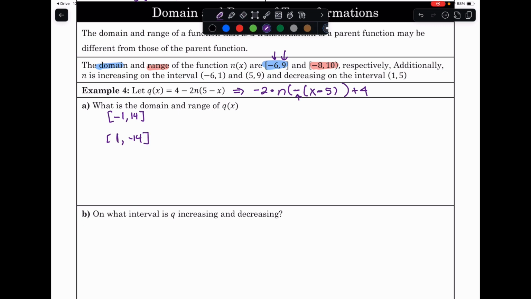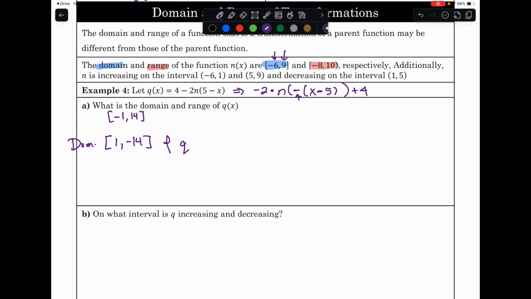Positive 1, I'm sorry, not -1, positive 1. So this is going to be the domain for this function Q. By performing the horizontal transformation, that's going to affect the current domain to those values there.